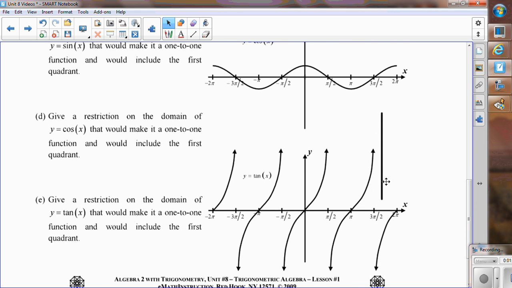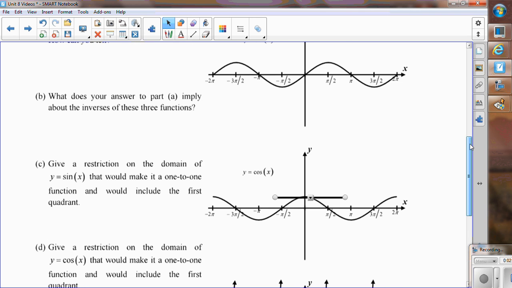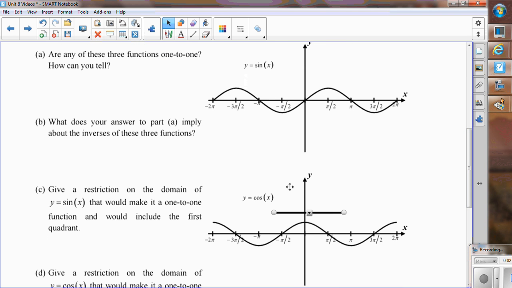Now, what would happen if I tried to show if it passed the horizontal line test, which would show that it's one-to-one? Well, if I bring this down, you see automatically that it fails the horizontal line test all the way up. It fails the horizontal line test all over the place. Not only does tangent fail the horizontal line test, but cosine fails the horizontal line test. And if cosine fails the horizontal line test, you bet sine fails the horizontal line test.